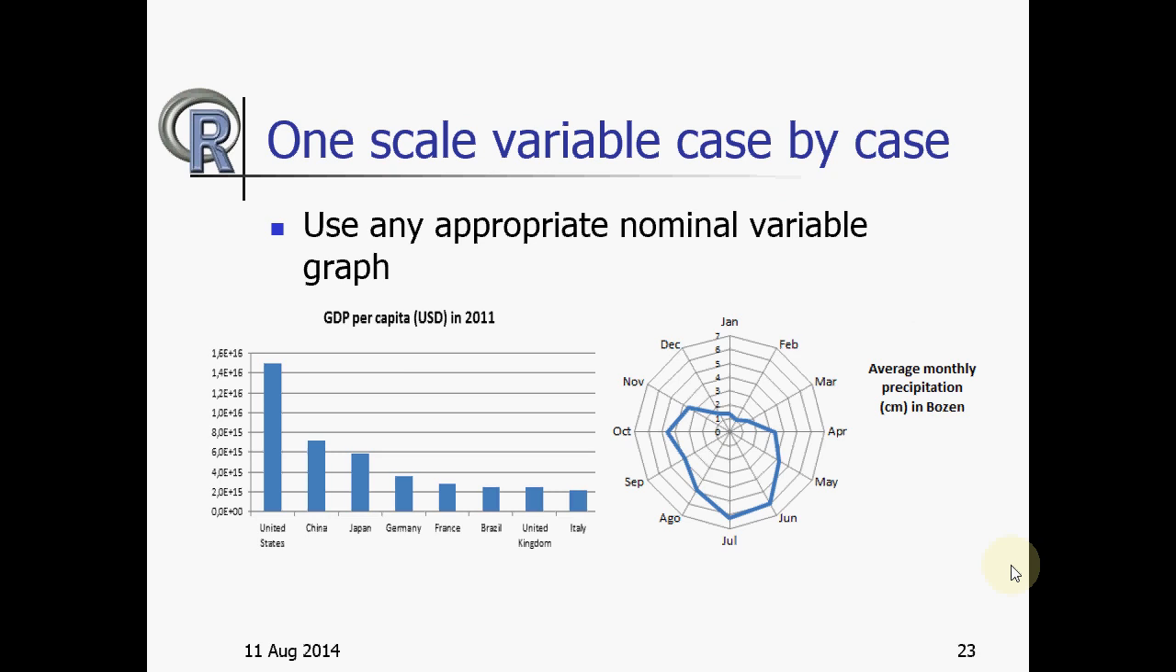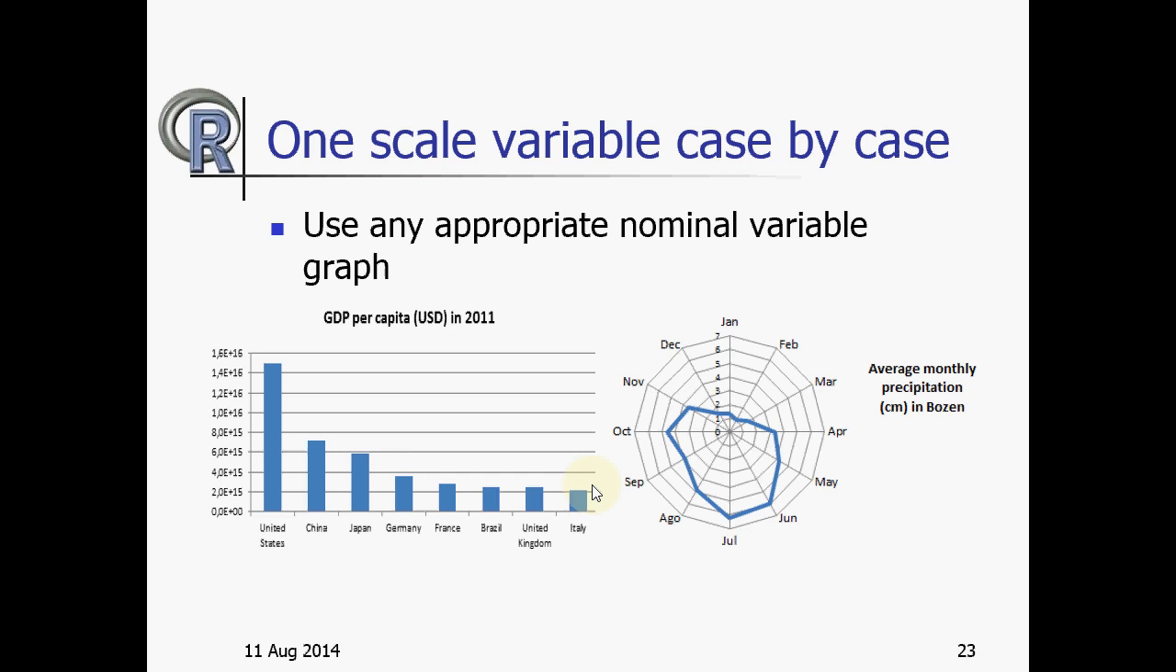Okay, there is one last thing you can do for a scale variable. In case, and I repeat, only in case your scale variable has very few values, very few cases, you can plot case by case. So imagine you have a small data set with gross domestic product per capita, and you have only 8 cases, which are United States, China, Japan, Germany, France, Brazil, United Kingdom, and Italy. Okay? So you have a small data set with only 8 cases.